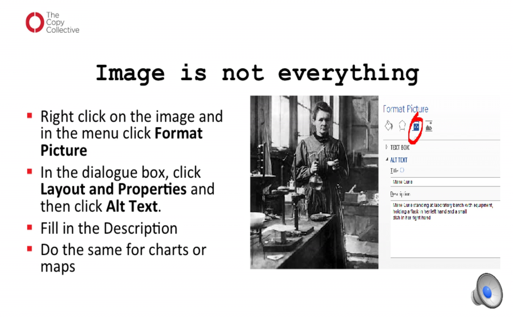So you just simply right-click on the image and in the menu click Format Picture. In the dialog box, click Layout and Properties and then click Alt Text. Fill in the description and do the same for charts or maps.